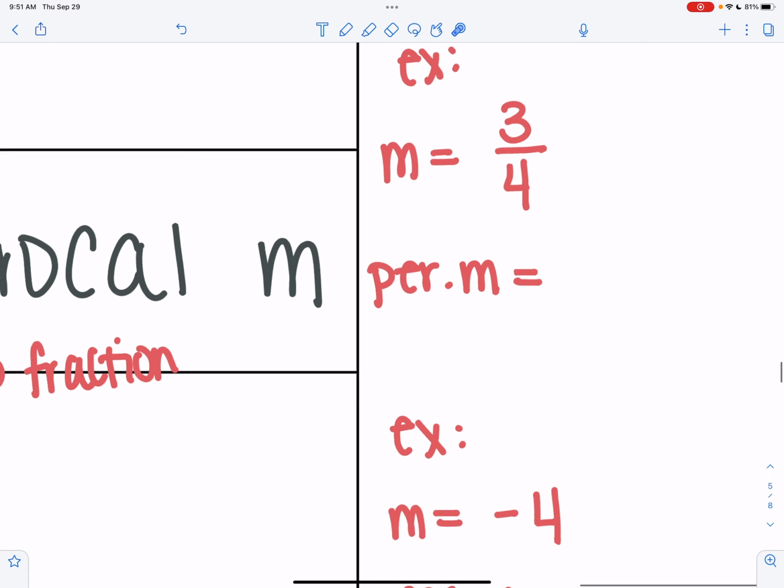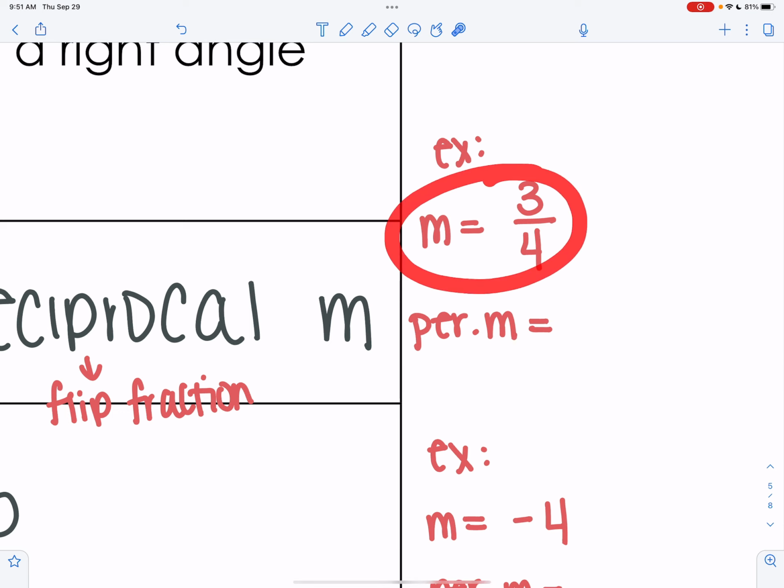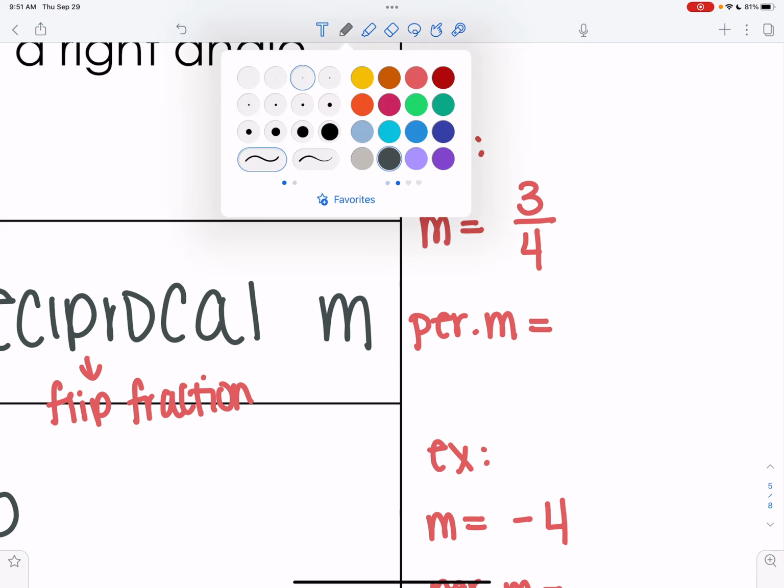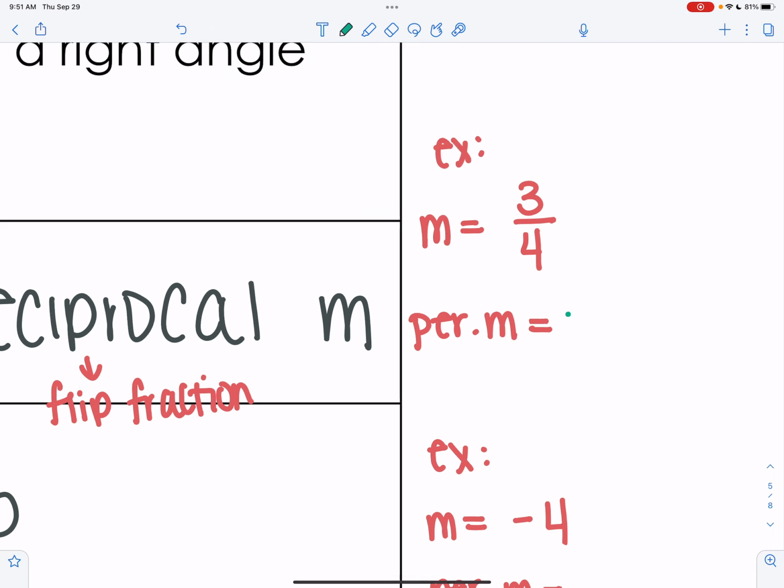So if I have a slope of 3/4, that's my original m, well, a perpendicular line would have a slope of opposite. So this one's positive, so mine's going to be negative. Flip the sign. And then flip the fraction. So mine is going to be -4/3. That would be the perpendicular slope. It is the opposite sign and reciprocal, flip upside down.